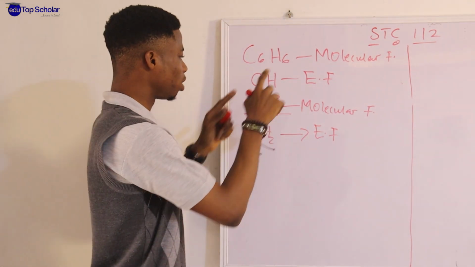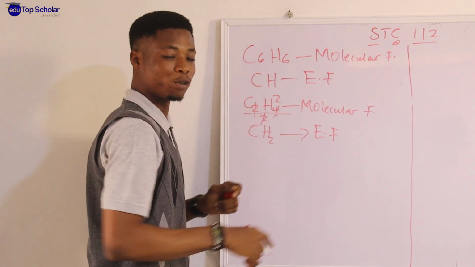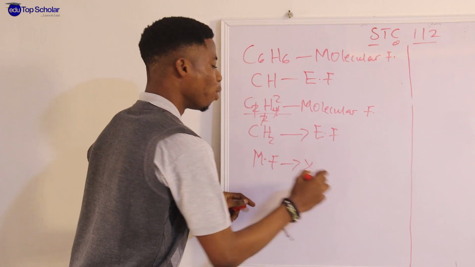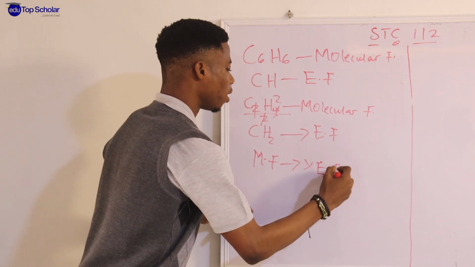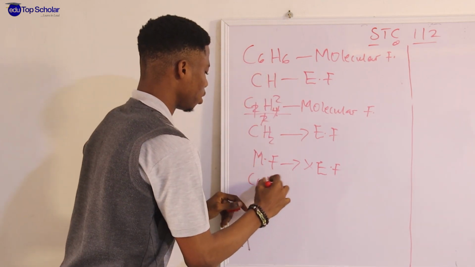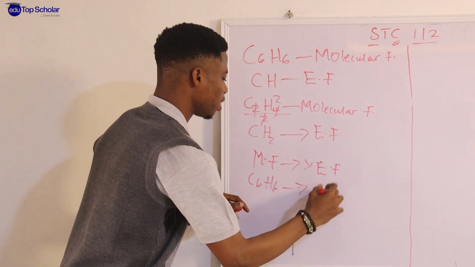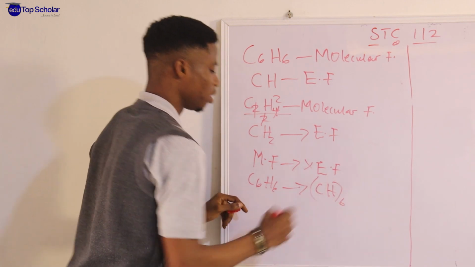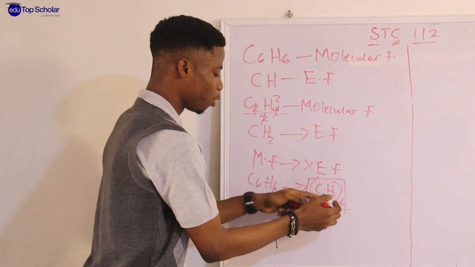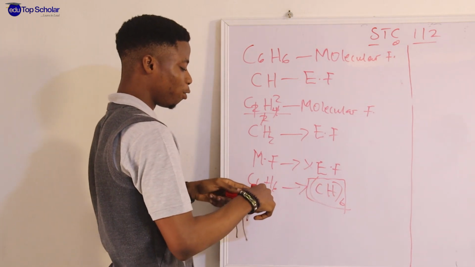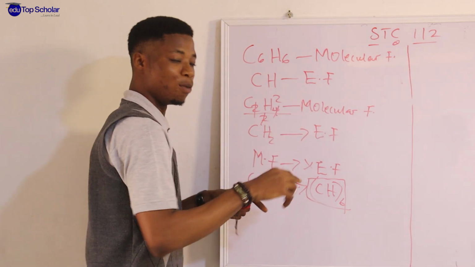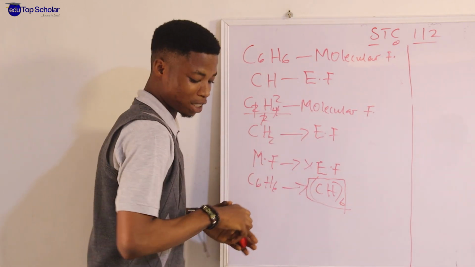Now, the relationship between these two, the molecular formula and the empirical formula, is that the molecular formula is a multiple of the empirical formula. So you can say, if this is C6H6, you can write it as (CH) base 6. So this relationship shows that the molecular formula is a multiple of the empirical formula. So that's that about that.